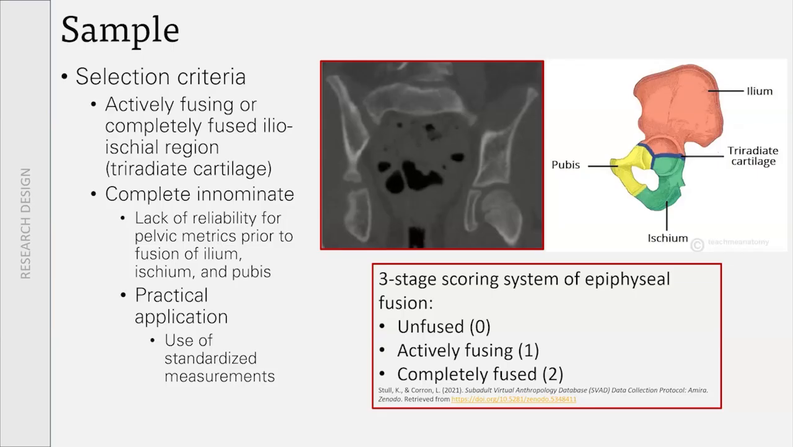Additionally, a complete innominate allows the forensic practitioners to use published standardized measurements and removes the need to assess chronological age prior to applying the method. The only requirement for the proposed method is a complete innominate, which is easily visualized and does not require any additional assessments.